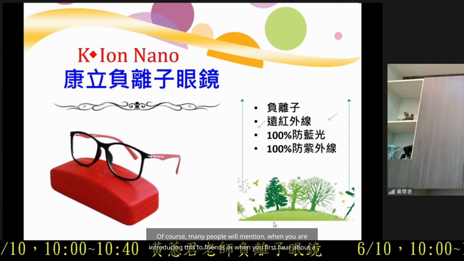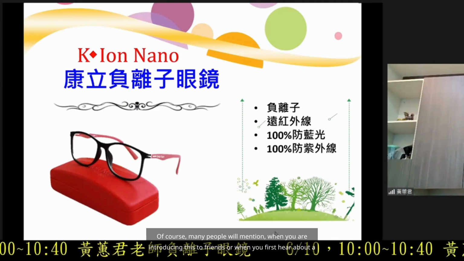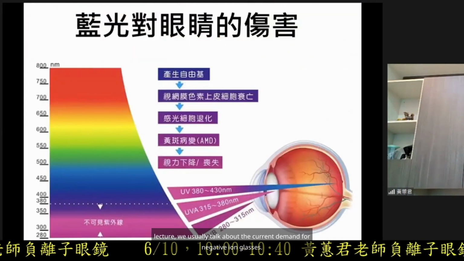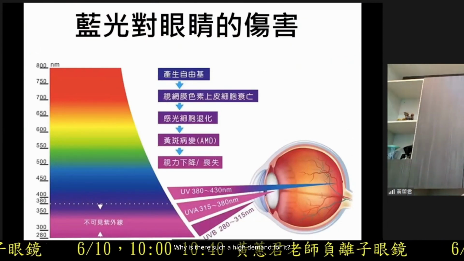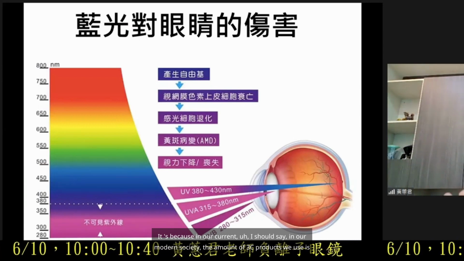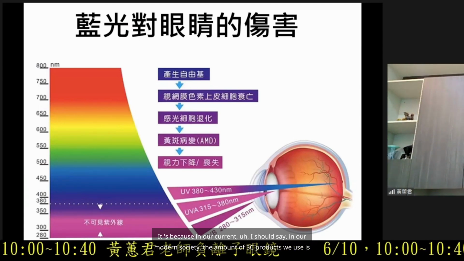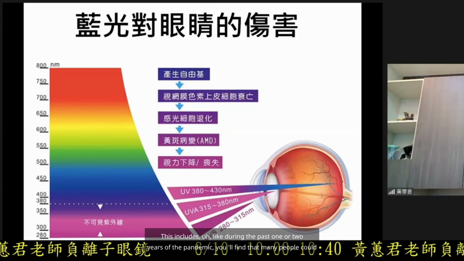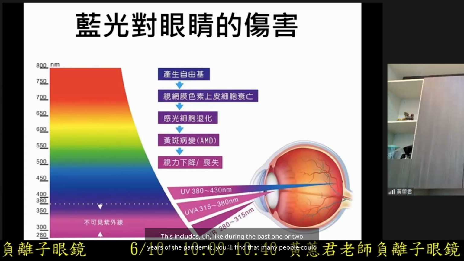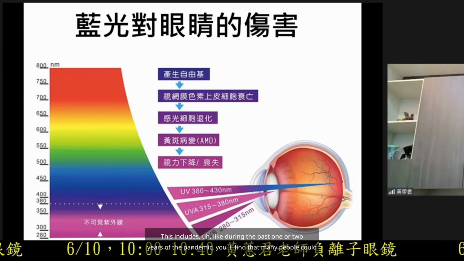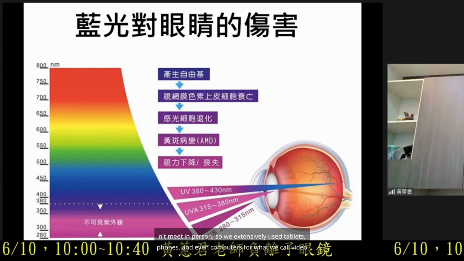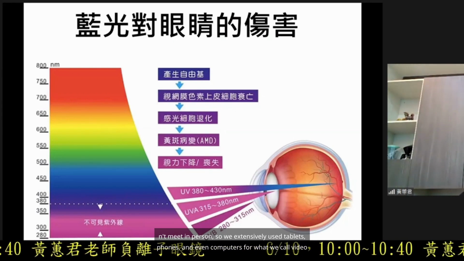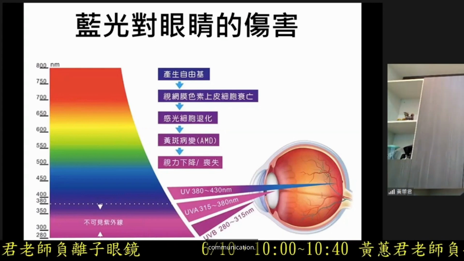Of course, many people will mention, when you are introducing this to friends or when you first hear about a lecture, we usually talk about the current demand for negative ion glasses. Why is there such a high demand for it? It's because in our modern society, the amount of 3C products we use is increasing. This includes, like during the past 1 or 2 years of the pandemic, you'll find that many people couldn't meet in person. So we extensively use tablets, phones, and even computers for what we call video communication.